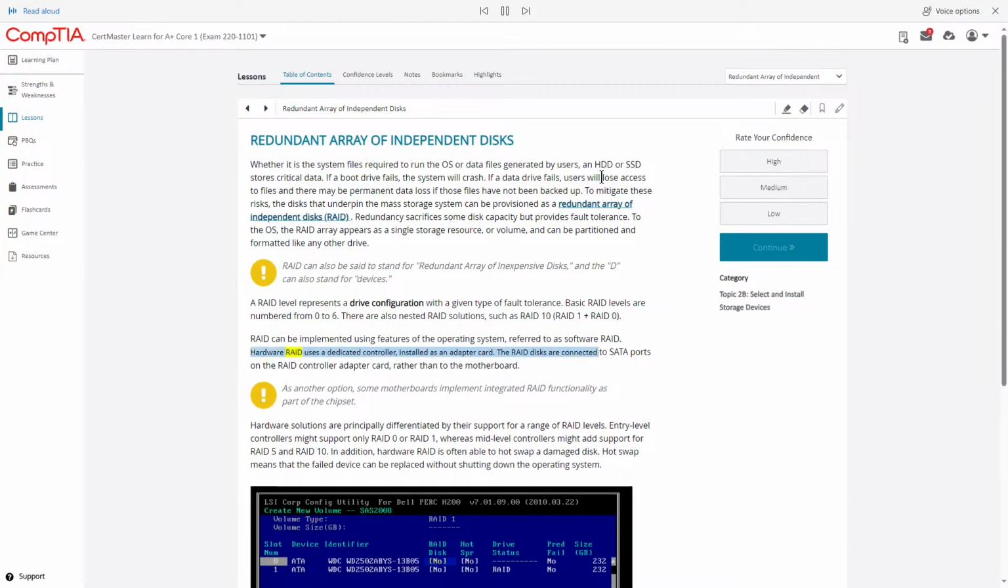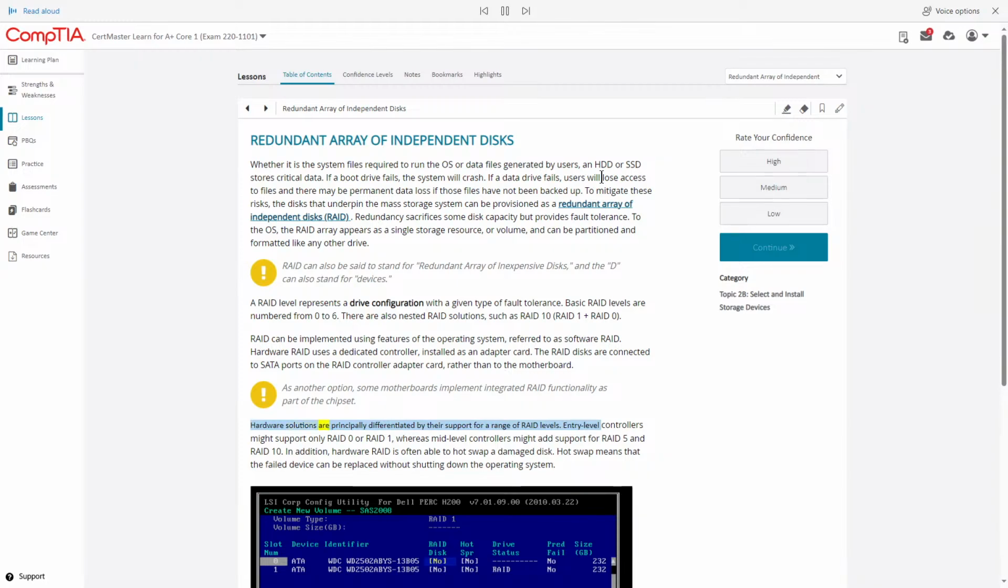Hardware RAID uses a dedicated controller, installed as an adapter card. The RAID disks are connected to SATA ports on the RAID controller adapter card, rather than to the motherboard. As another option, some motherboards implement integrated RAID functionality as part of the chipset.